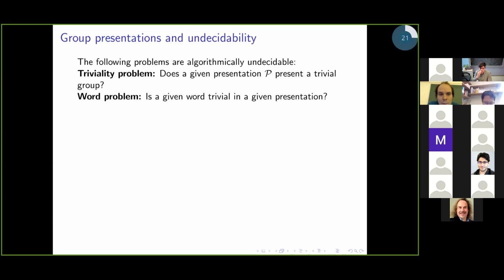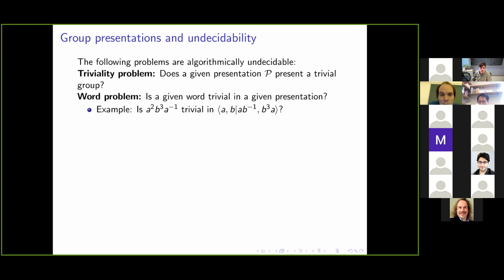And the second problem is the so-called word problem. This time the presentation is not an input, but the presentation is fixed, and we have a word on input in the given alphabet, possibly with positive or negative powers, and we would like to know whether that word is trivial in the presentation. And this is again algorithmically undecidable. At the moment, I will not comment on how to prove this, but later in the talk there will be some fragments of the proofs of these two results.